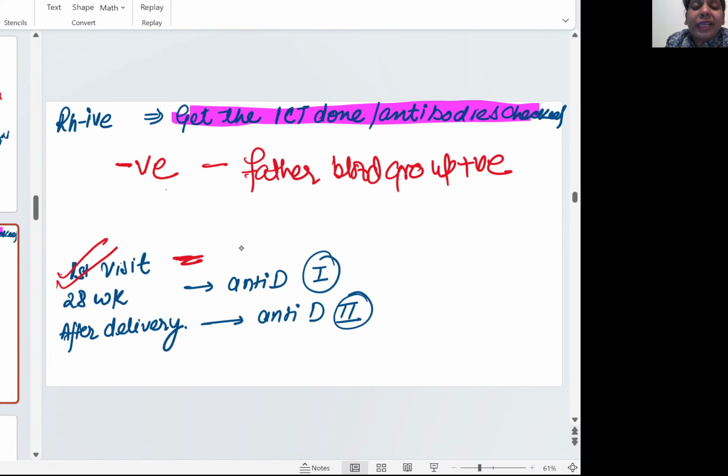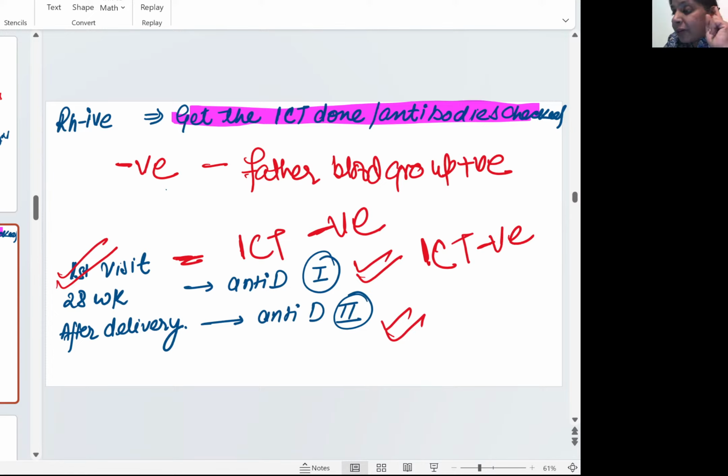Now we check whether there is any prior formation of antibodies or not, with the ICT. What is the other time we get the ICT done? At 28 weeks, and the third time after delivery. In a patient whose ICT is negative, the next ICT is at 28 weeks. Dr. Rahul is saying 12, 20, 28 weeks. Most commonly it is followed at the first visit, then at 28 weeks, then after the delivery. If the patient can afford it, then we do it at 12, 20, 28 weeks.